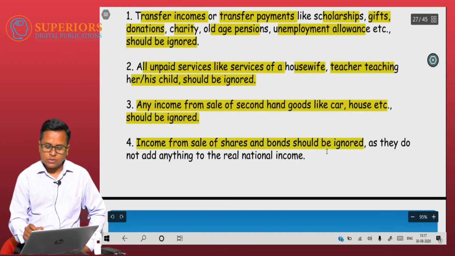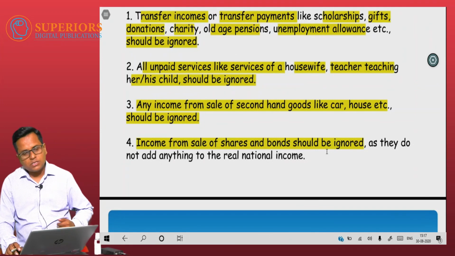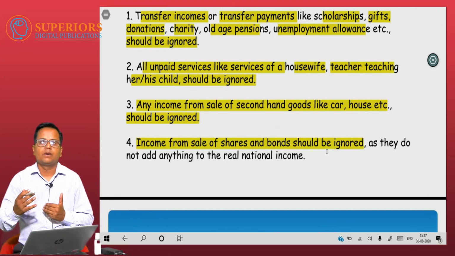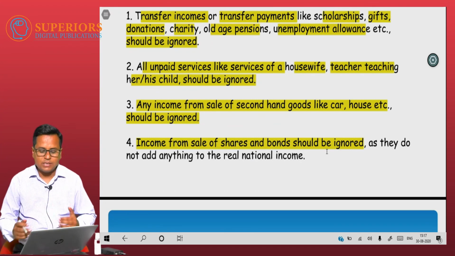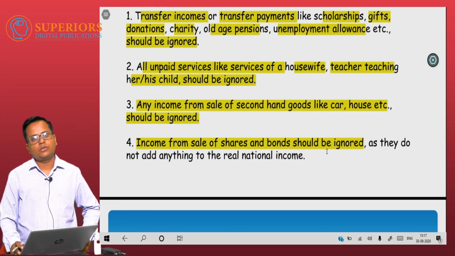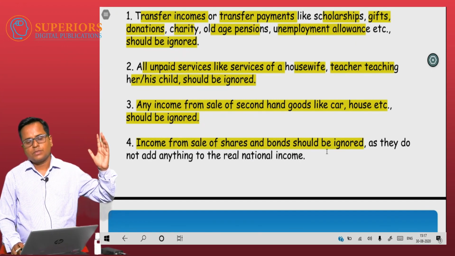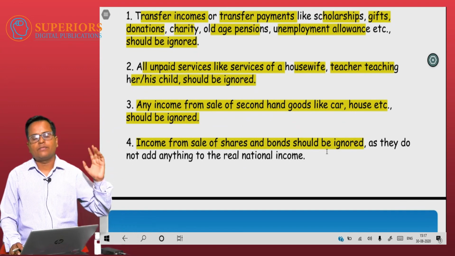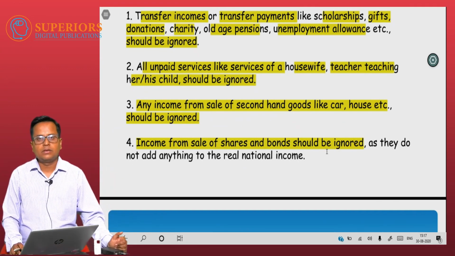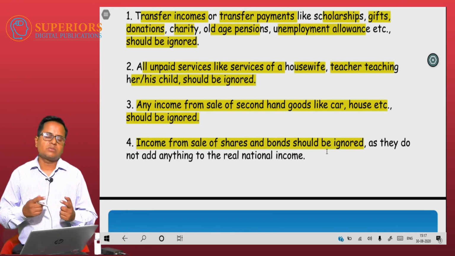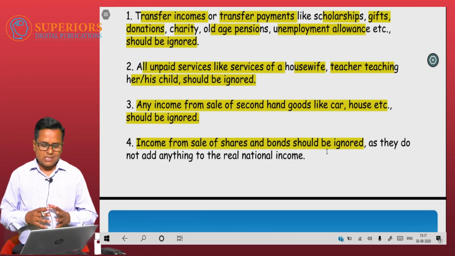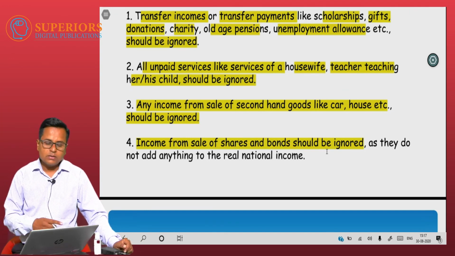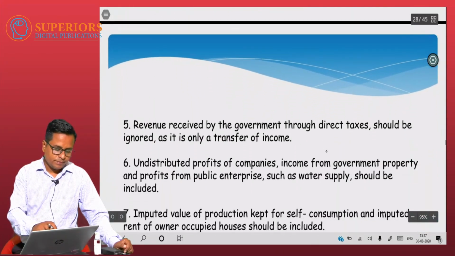Income from sale of shares, bonds should be ignored. Why? When we are selling shares or bonds or debentures, here we are only transferring the ownership. Nothing new is produced there. These shares, bonds and debentures were produced in some previous years. When they were issued the first time, their values were added to the national income of that year. Now we are only transferring the ownership here. This is like a second-hand good. So we should ignore the income earned by a person by selling shares or bonds.